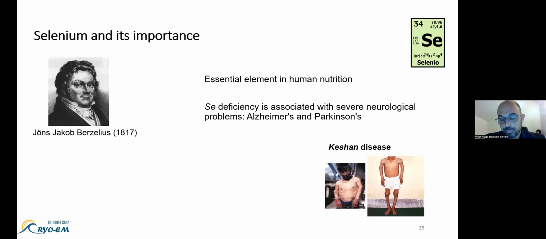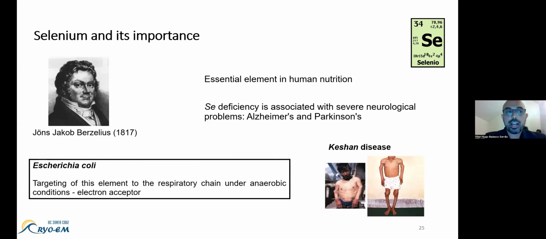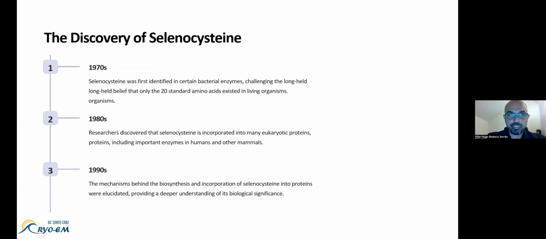But the model organism for today's talk is actually E. coli. And in terms of E. coli, it's important because selenium is responsible for the respiratory chain under anaerobic conditions. But more importantly, a bacterium can survive in a very hostile environment, right? So bacteria can survive if you put them under high selenium concentrations. And the selenium metabolism is quite important to understand how the bacteria can survive this kind of environment.